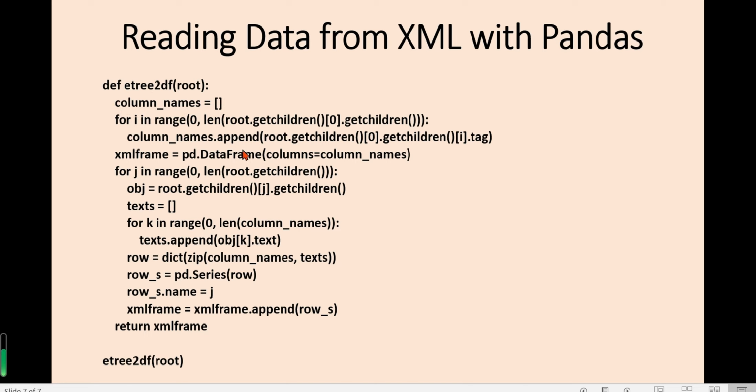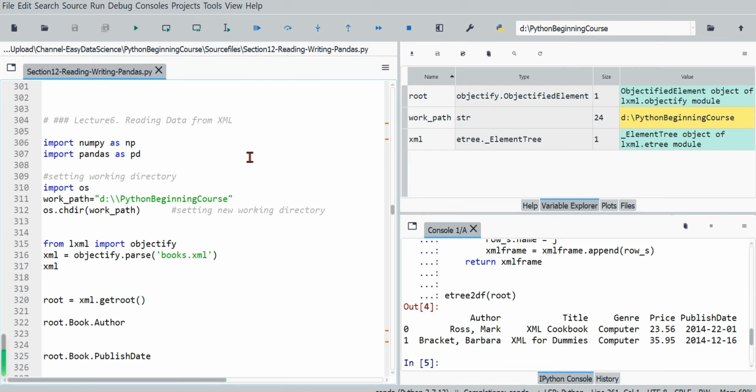Then a for loop will get all the children's values. Next we create a data frame. Then another loop will put all the values from getchildren into this data frame, and then we return the data frame. If we call this function on the root object, we get a data frame. Next we will show all these commands in Anaconda Spyder.